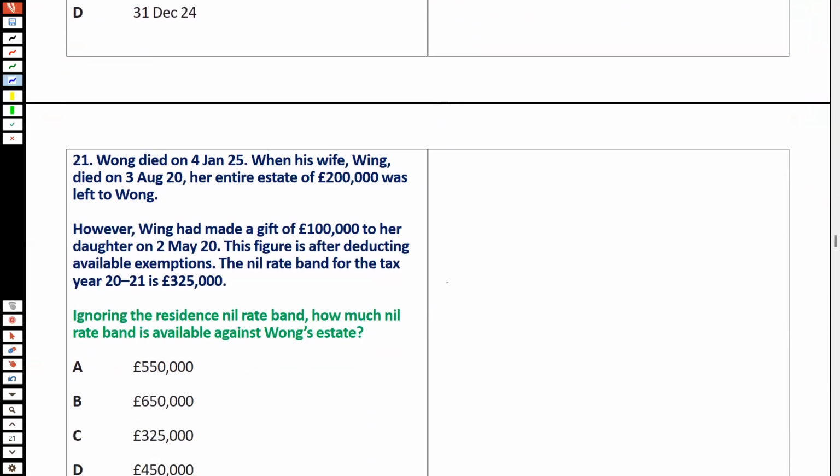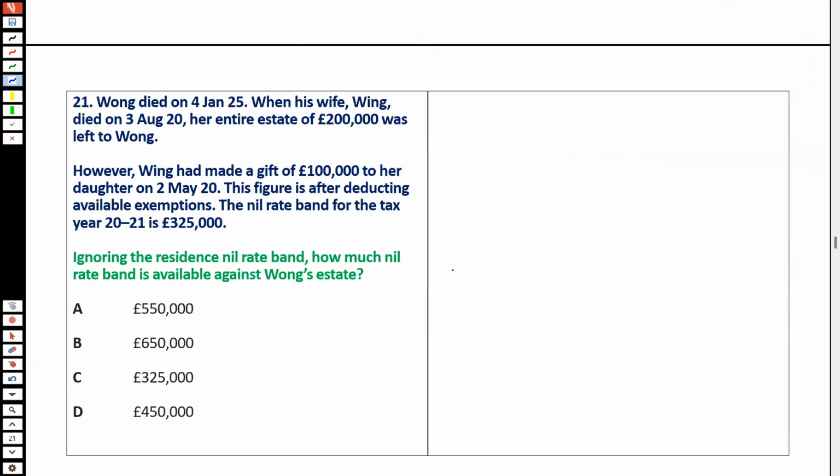Thanks, Aisha. Wong died on 4th January 25. When his wife, Wing, died on 3rd August 20, her entire estate of 200,000 was left to Wong.